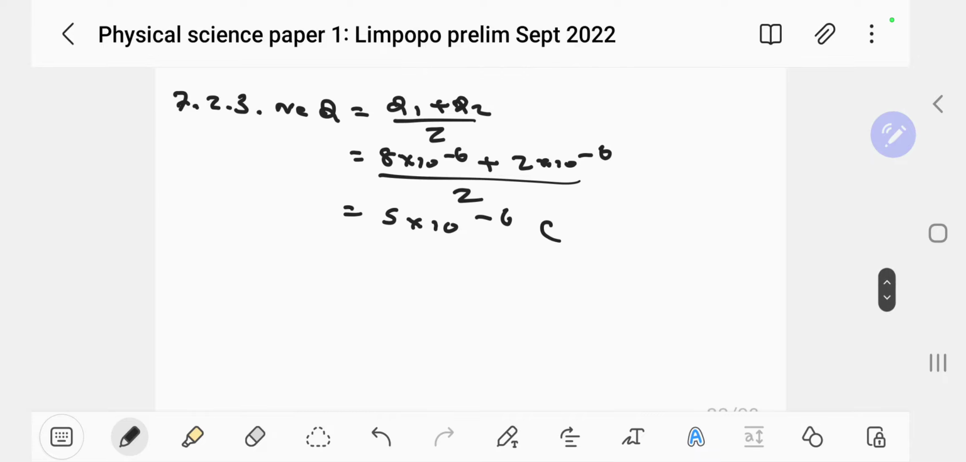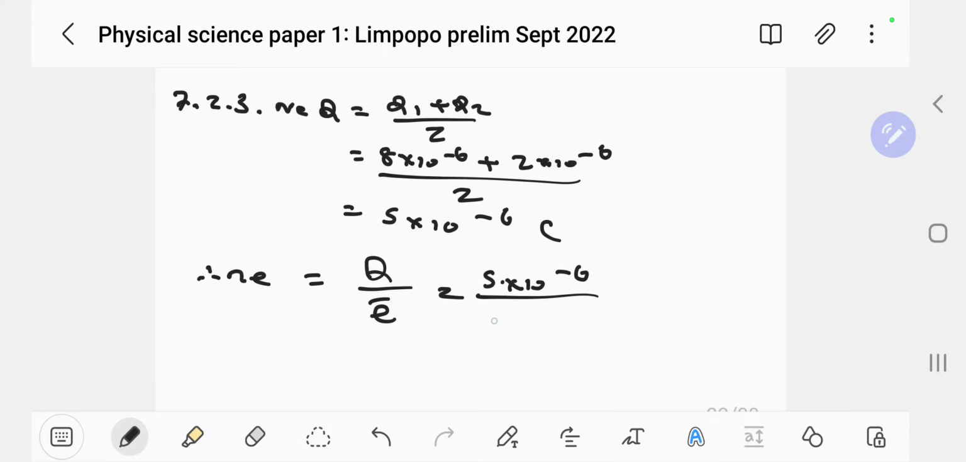Okay, great. That is microcoulombs. Therefore, the number of electrons is going to be the charge over the charge on an electron, which is 5 times 10 to the minus 6 divided by, is it 1,66? Where's the information sheet? The charge on an electron is 1,6, not 66. 1,6 times 10 to the minus 19 coulombs. Then this gives us the number of electrons. Let's just try, guys, to move. I feel like I have wasted too much time.